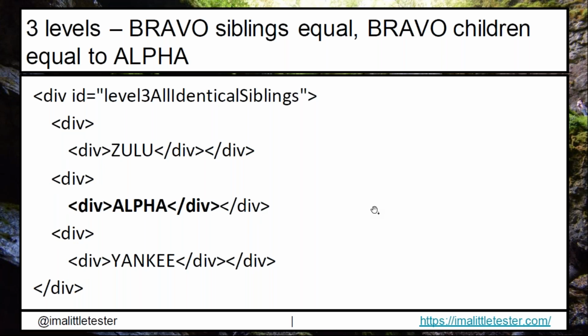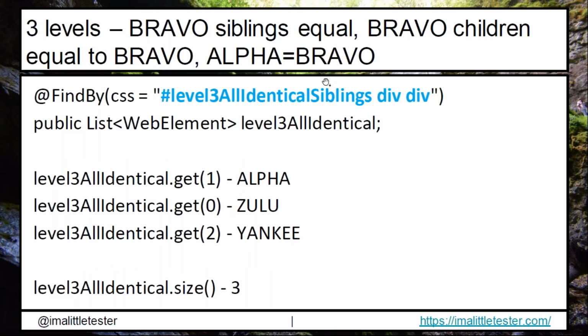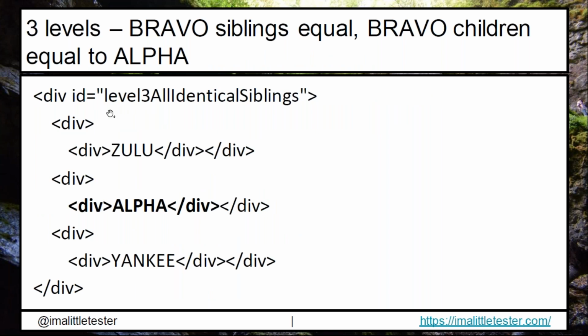Therefore, in order to identify only Zulu, Alpha, and Yankee, our selector will be the ID, div, div. This way, the list will have only 3 elements. And again, Alpha will be the element whose index is 1. So remember that in this example, where we have an ID and all of the children and the children's children have the same tag, we will need to specify a little bit more than just an ID and another tag. Here we need to specify both div tags, because otherwise we will get too many elements and some of them we are not even interested in.